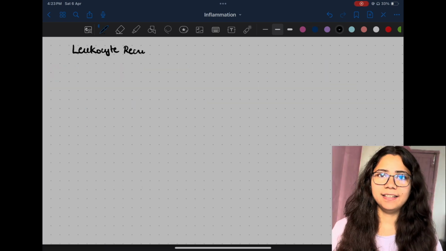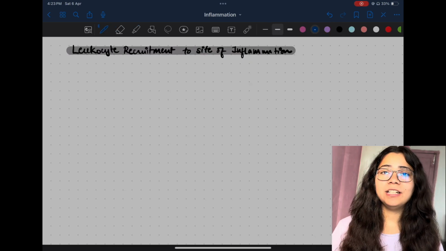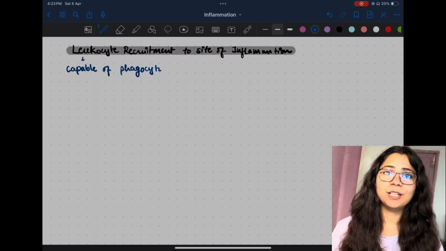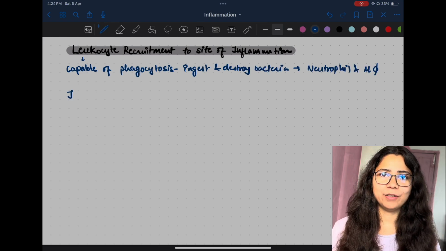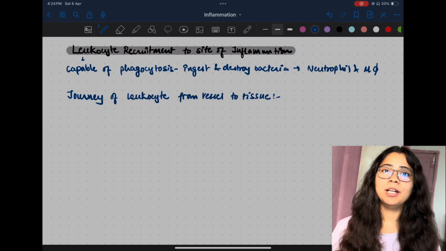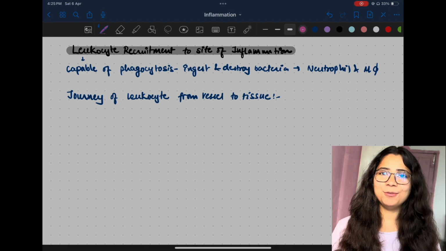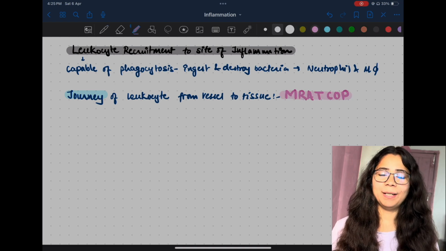Let's now understand how these leukocytes are recruited to the site of inflammation. Important leukocytes for inflammation are those which can phagocytose or eat bacteria, and that is neutrophils and monocytes or macrophages. The journey of leukocytes from the blood vessel to the tissue can be learned as MARATCOP, like Mara through cop, like it's an encounter through police. Police means cop. So MARATCOP.